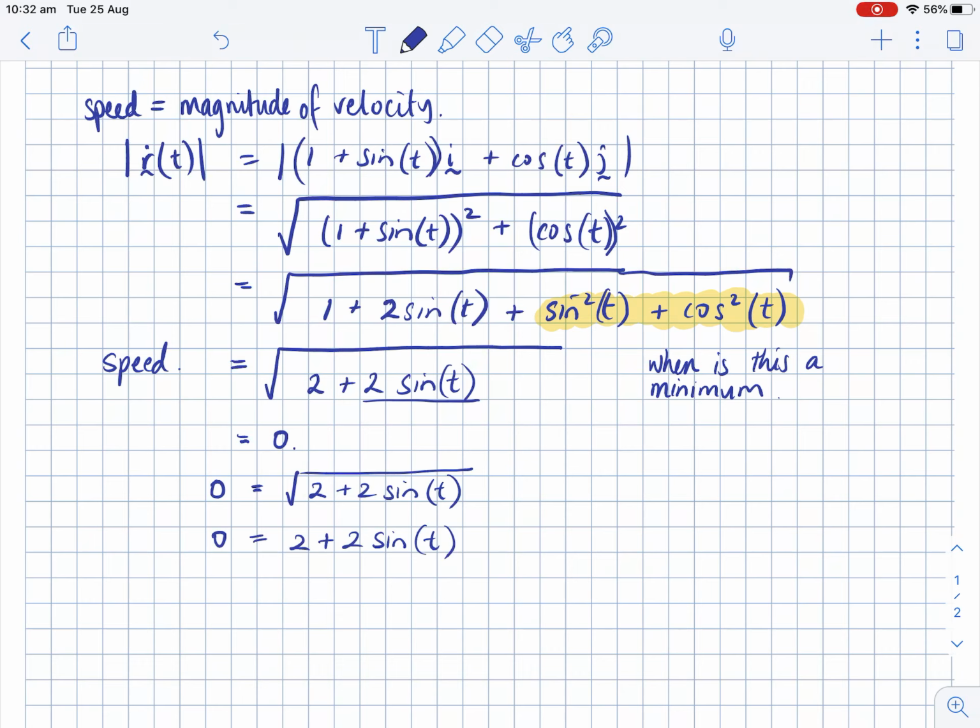And then rearrange the expression, and I find out when is sine of t equal to negative 1. And we find out that sine of t is equal to negative 1 at t equals 3 pi on 2. So I get a minimum at 3 pi on 2.